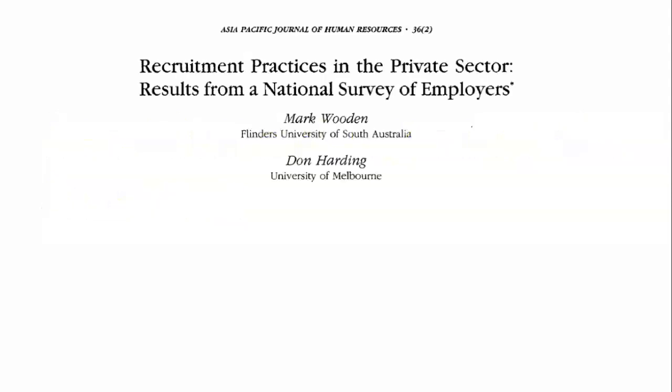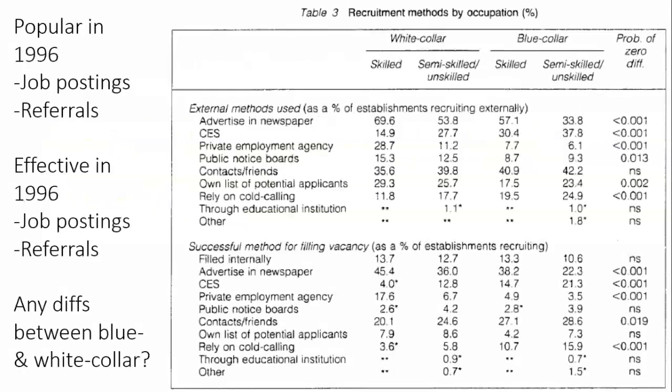So let's start with this classic paper. Now I'll walk you through the table. The top half lists the most popular recruitment methods in 1996, and it's clustered by white collar and blue collar workers, skilled, semi-skilled, and so on. And then turning to the bottom half, let's go through this first. So notice that the most popular approach is the job posting.